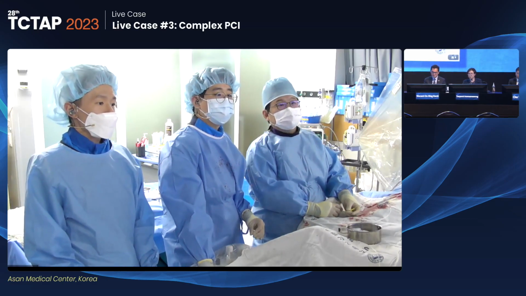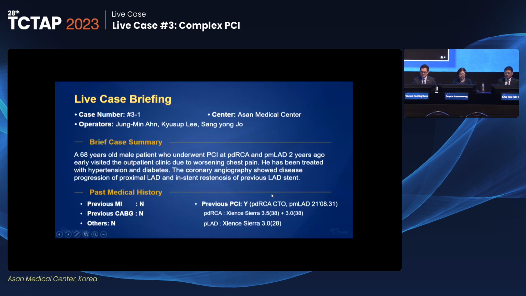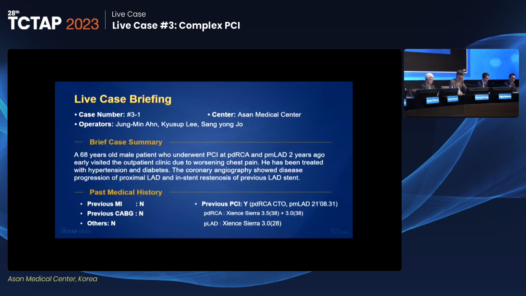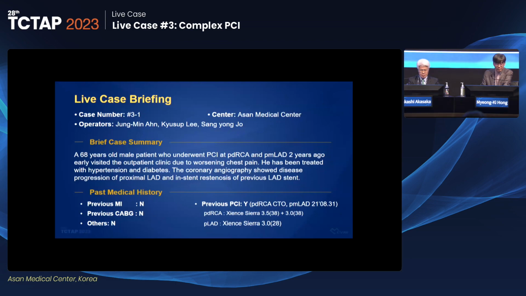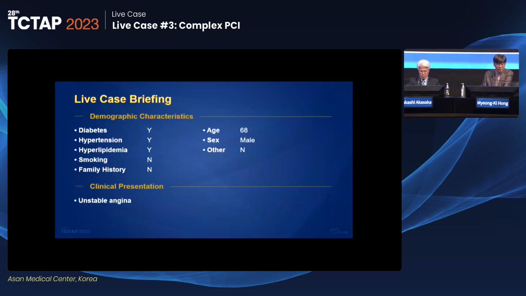Let me start a brief case summary. A 68-year-old male patient who underwent PCI at proximal distal RCA and proximal mid LAD 2 years ago visited the outpatient clinic due to worsening chest pain. He has been treated for hypertension and diabetes. The coronary angiography showed disease progression of proximal LAD and in-stent restenosis of previous LAD stent. His past history is diabetes, hypertension, and hyperlipidemia. His clinical presentation is unstable angina.